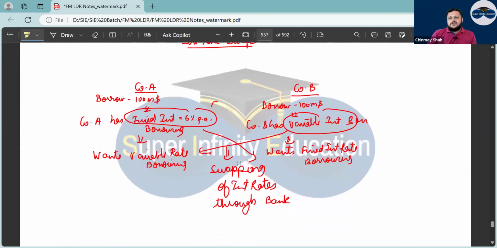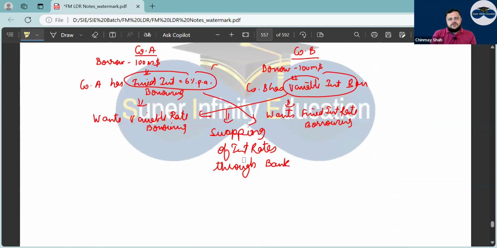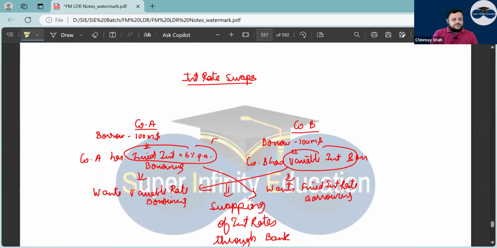What is an interest rate swap? Company A has fixed rate borrowing, but wants variable rate borrowing. Company B has variable interest rate borrowing, but wants fixed rate borrowing. They swap their borrowings. This is what interest rate swaps are.